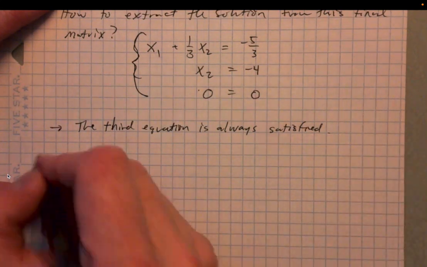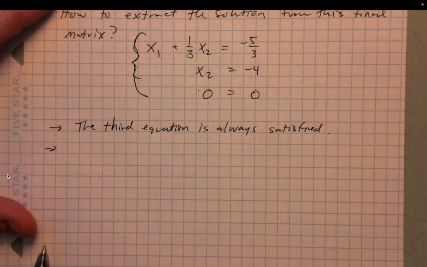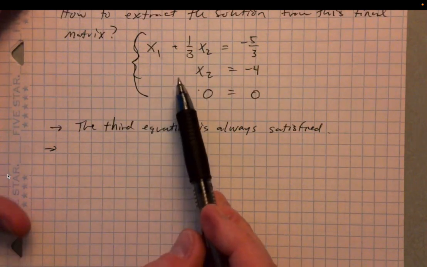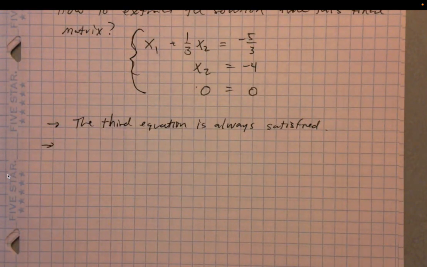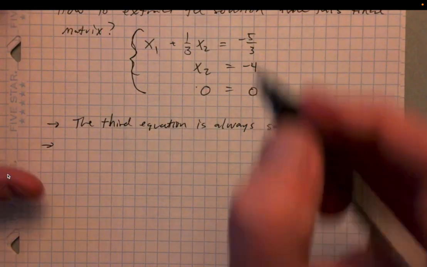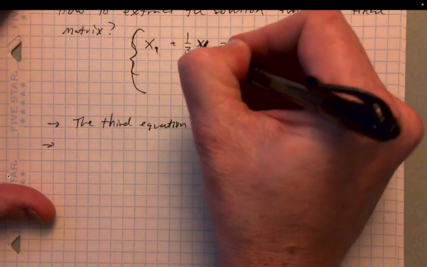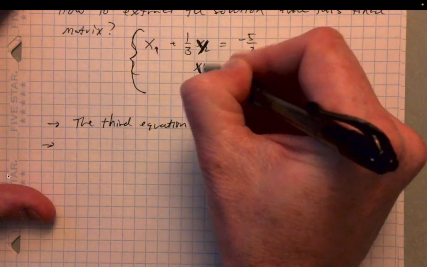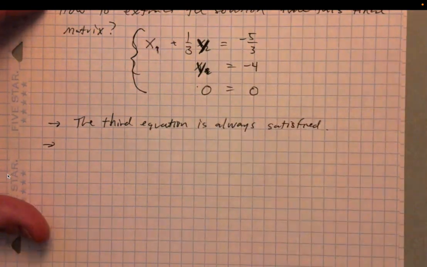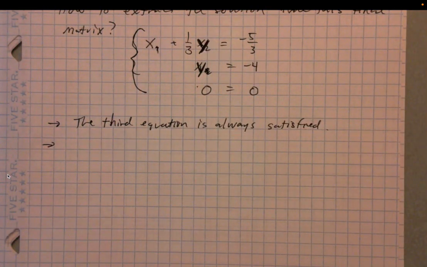Second thing to note is the second equation basically tells us what our value of y is. Actually, I'm sorry, I used x and y here. The original equations used x and y as well. So x plus 1/3 y equals negative 5/3, and then y equals negative 4. The second equation tells us the value of y.